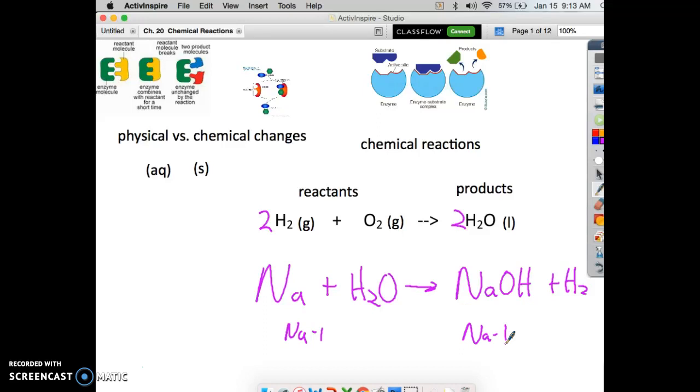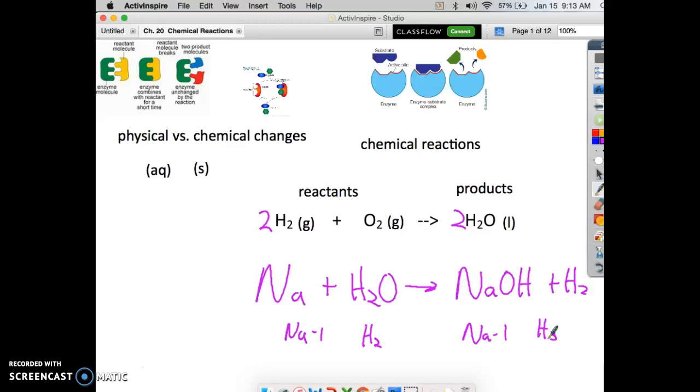Now we have two hydrogens here, and over here we have three hydrogens. That's not going to work. Now, very simply, since this is H2O, no matter what number we put in here, it's always going to be even.